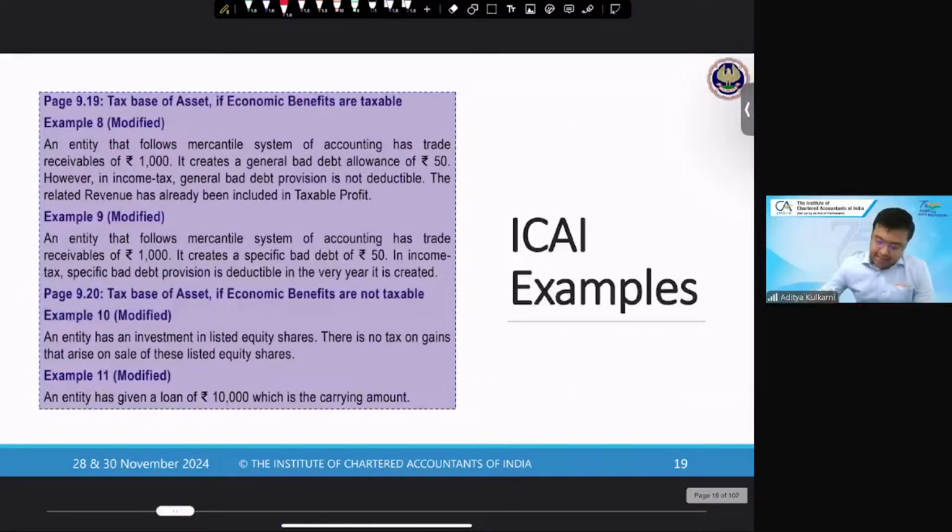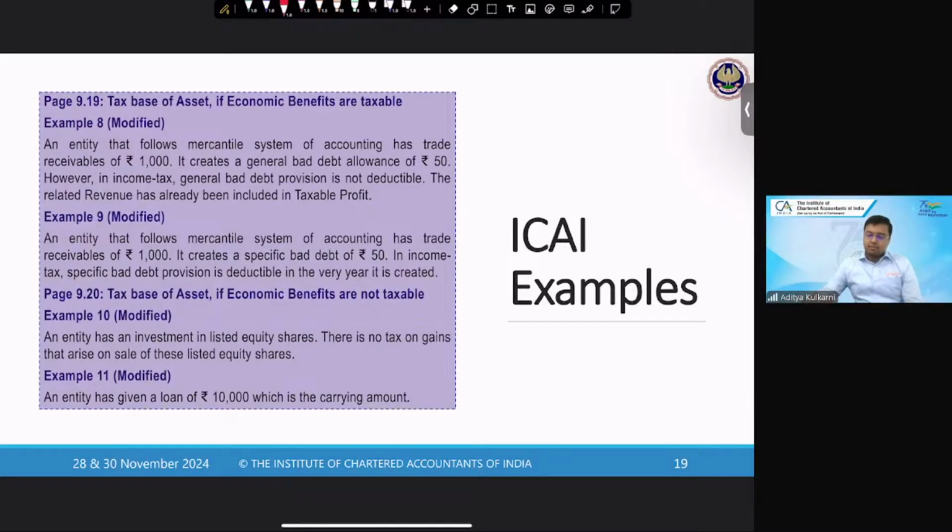Next, an entity that follows mercantile system of accounting has trade receivables of rupees 1000. It creates a general bad debt allowance of rupees 50. However, in income tax, general bad debt allowance provision is not deductible. Related revenue is already included in taxable profit. So what will be your tax base here? 1000. I told you it's quite simple once you start looking at it in the regular way. Carrying amount will be 1000 minus 50, so 950.